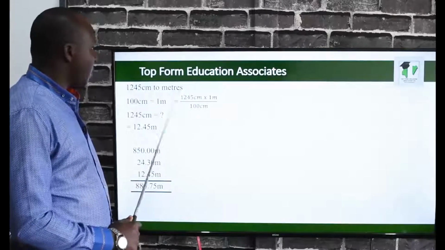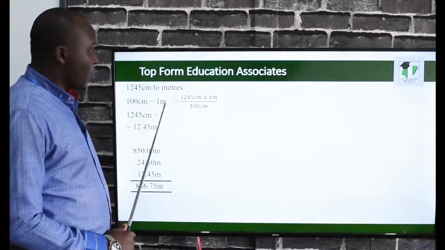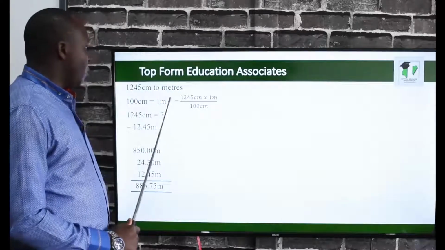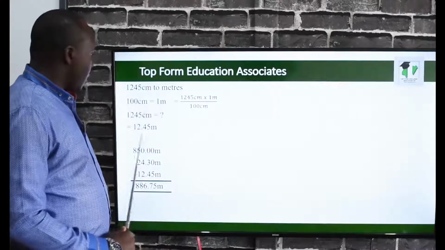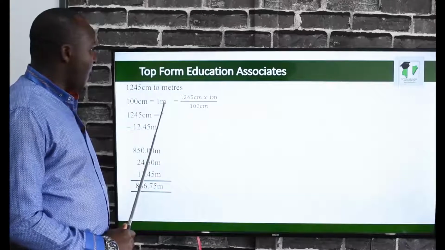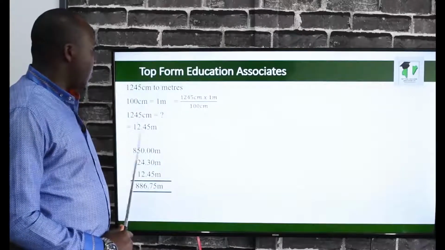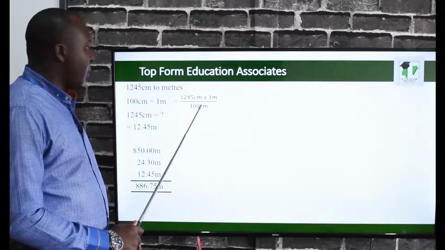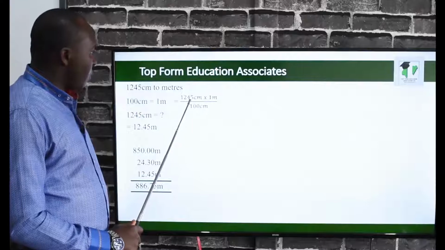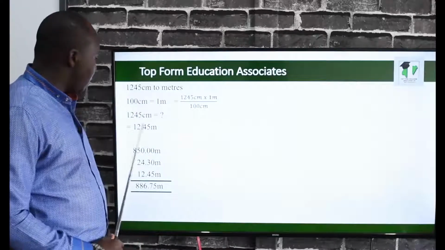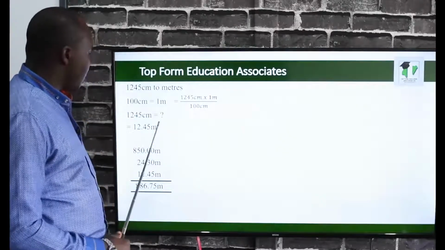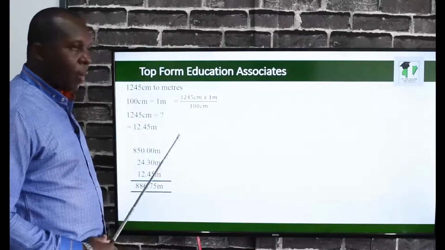1,245 centimeter to meters. 100 centimeter equal to 1 meter. So 1,245 centimeter equal to unknown. We cross multiply. That is 1,245 centimeter multiply 1 meter over 100 centimeters. Centimeter will cancel centimeter. When we divide this, 1,245 over 100, give me 12.45 meters. So we have converted that one also to meters. The next thing is to arrange our numbers.